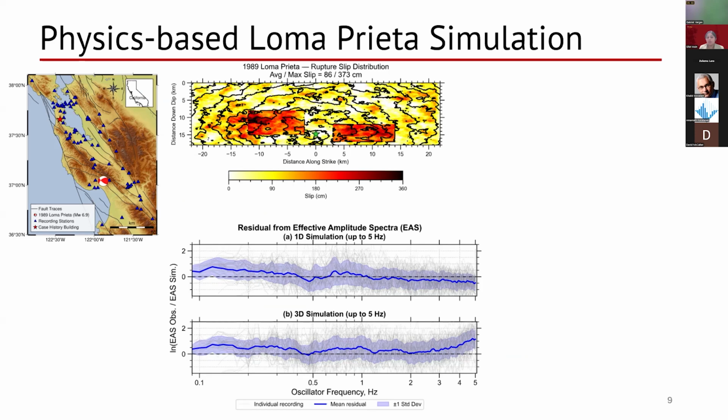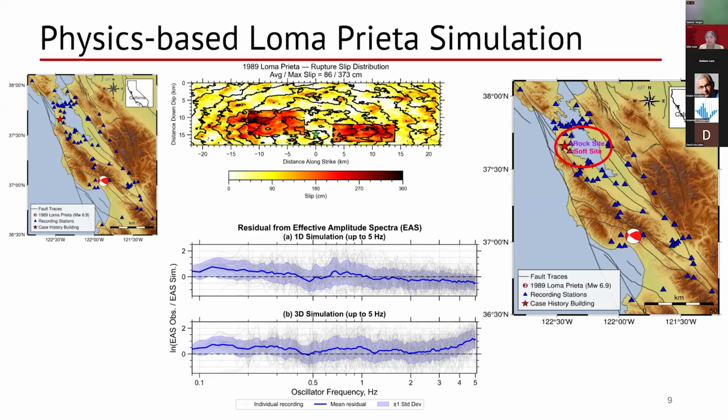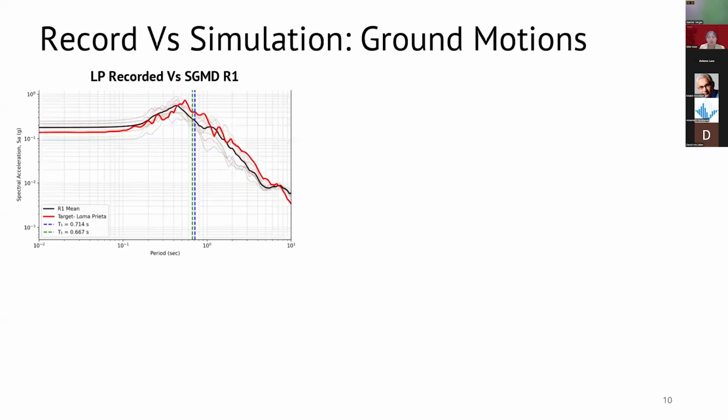He did actually 2 types of simulation. One is a 1D simulation, and another is a 3D simulation. And we used the input motion from both of these in our study. So here are the 2 sites where we use the input motions from this particular physics-based simulation, which you can see are very close to our site.